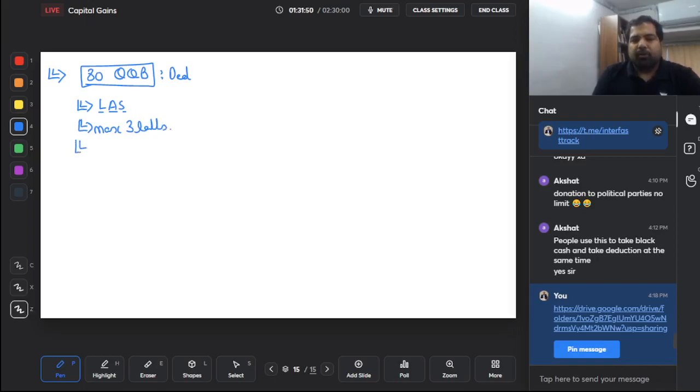So guys, how does it work? Let's say you earned royalty of 4,80,000 rupees. And to earn this royalty, you have incurred 80,000 rupees expense. So where will these both numbers go? These both numbers will either go in IFOS or will go in PGBP. So it is 4 lakh rupees which will go into GTI. From GTI, guys, you will get a deduction of 80QQB of maximum 3 lakhs. But there is a step which you have to follow.